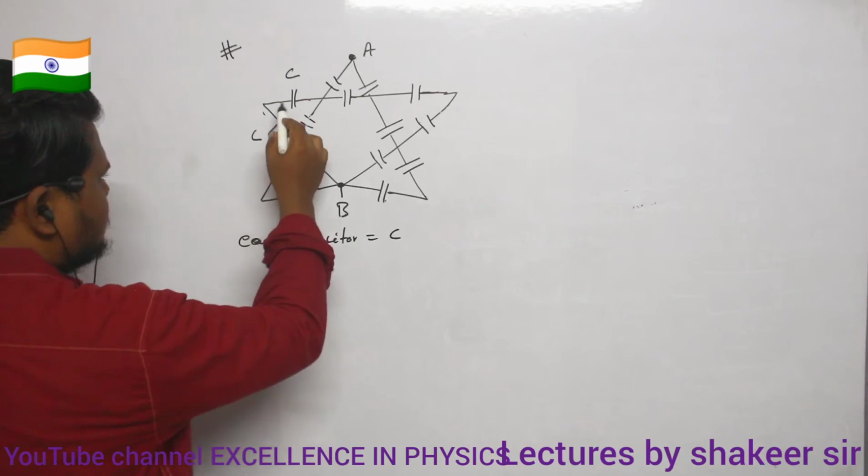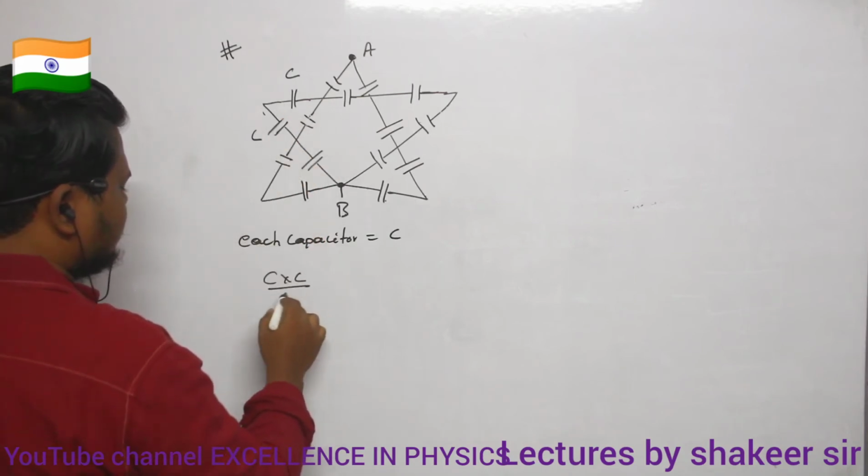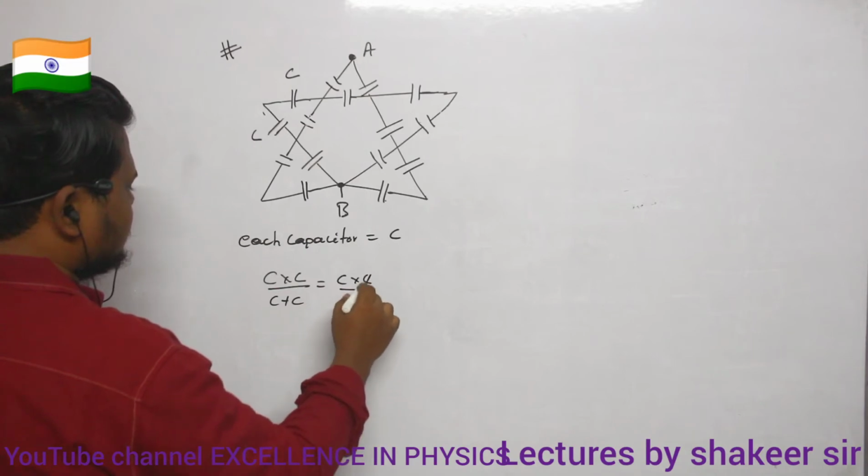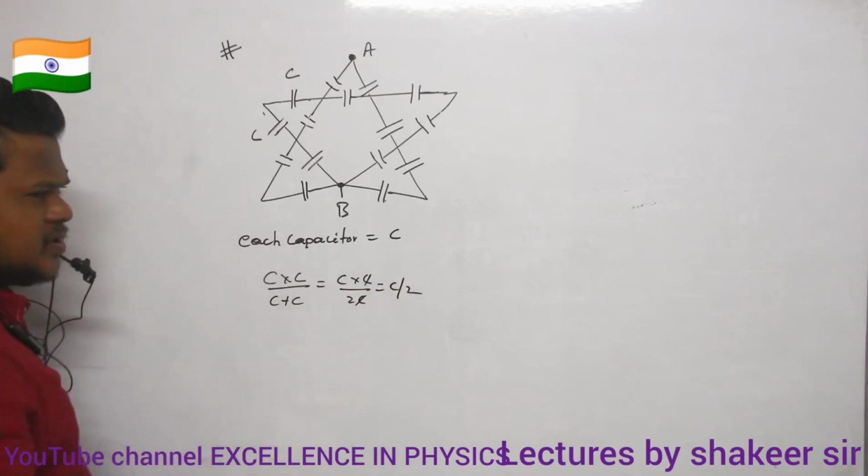So what is the equivalence of C and C if they are connected in a series connection? C by 2. So C into C divided by C plus C is how much, ma? C into C divided by 2C, so it is equal to C by 2. Are you able to understand?